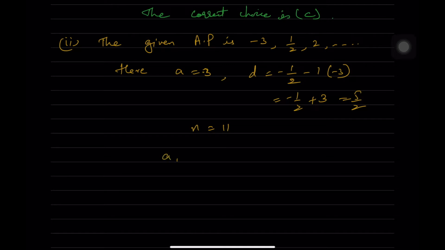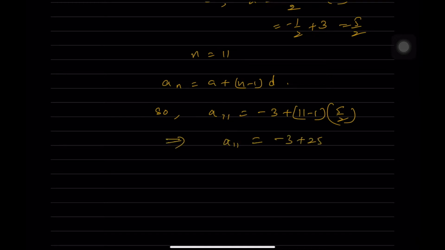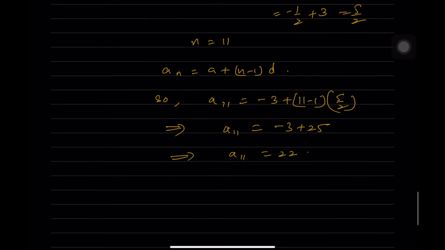So we know that a_n is equal to a + (n - 1) d. So a11 is equal to -3 + (11 - 1) into 5/2, which implies that a11 is equal to -3 + 25, which implies a11 is equal to 22.